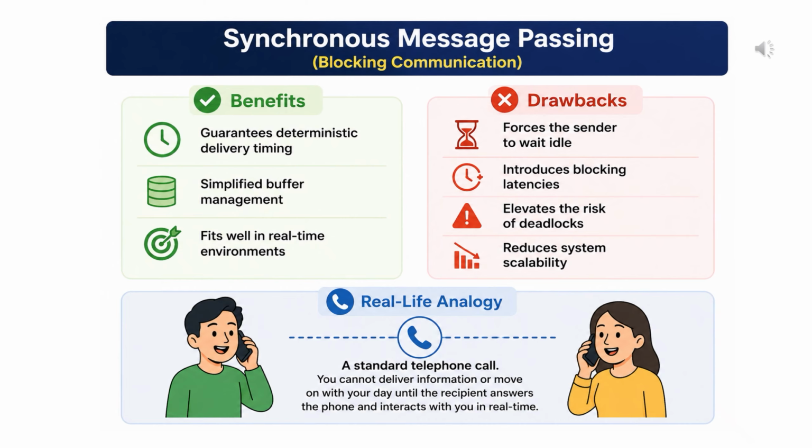However, there are some disadvantages. The sender must wait until the receiver is ready. If one process becomes slow, the other process also has to wait. This waiting reduces system performance and can even lead to a situation called deadlock, where two processes wait for each other indefinitely. Therefore, synchronous communication is best suited for applications where timing and accuracy are more important than speed.